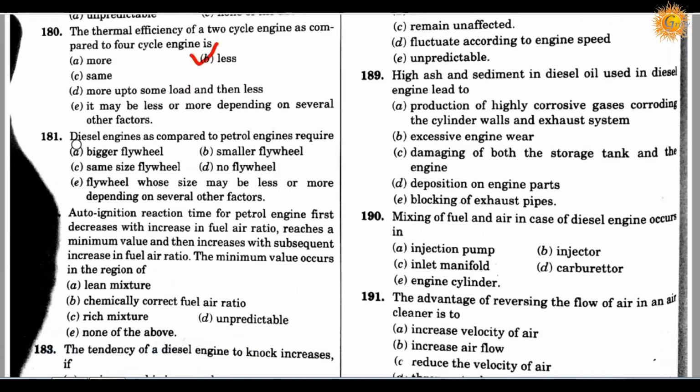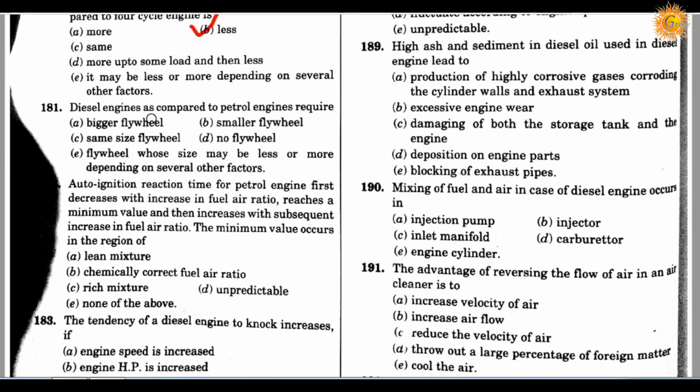Question number 181. Diesel engines as compared to petrol engines require: option A, bigger flywheel; option B, smaller flywheel; option C, same size flywheel; option D, no flywheel; option E, flywheel whose size may be less or more depending on several other factors. So the correct answer is A, because compared to a petrol engine, the diesel engine's flywheel is bigger.